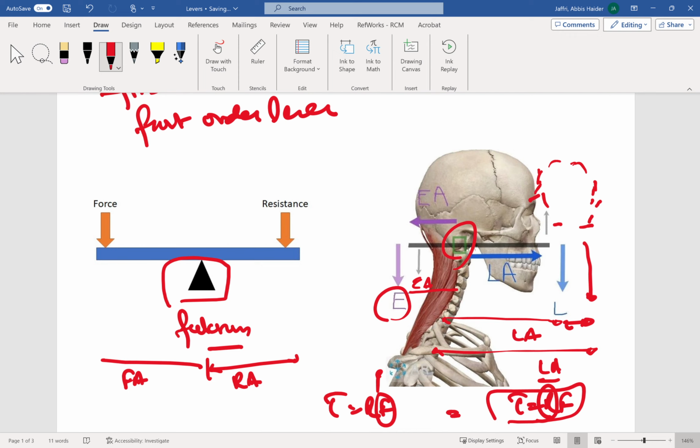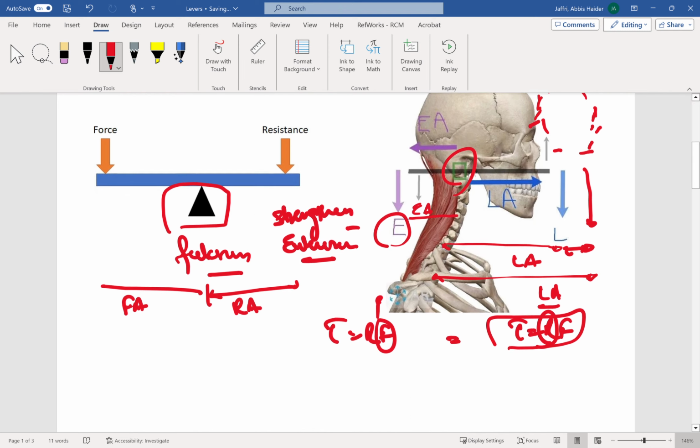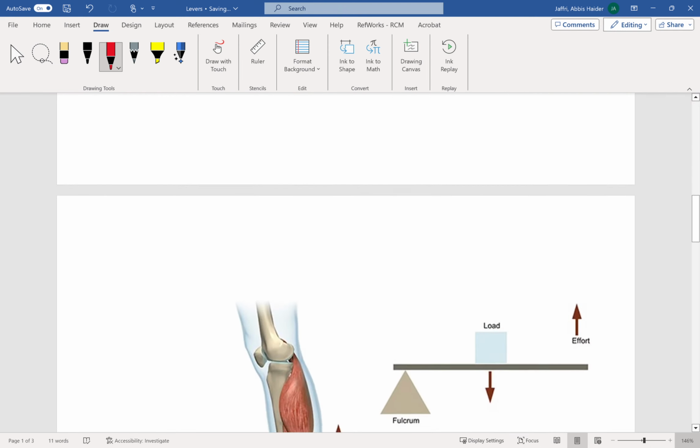So that's why the treatment for that usually is strengthening of your extensor muscles, so that they can produce more force, bring the head back to its neutral position, and avoid the forward head posture. This is a very practical example of the first class lever that we have seen here.